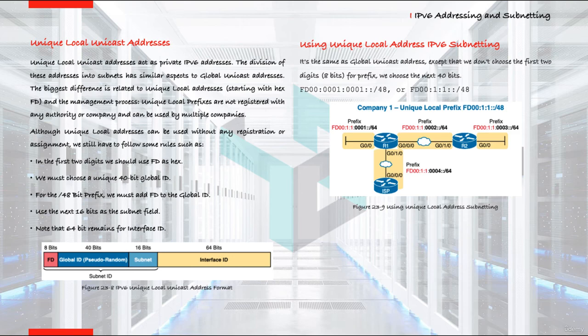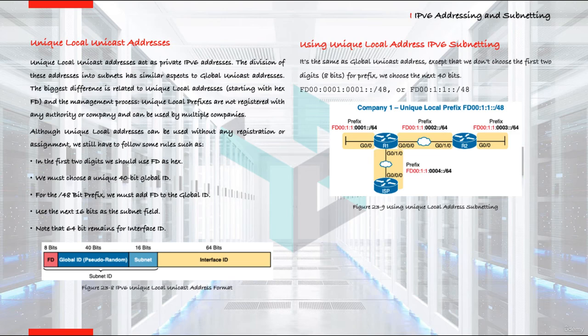In the first 2 digits we need to use FD as hex. We need to select a global ID for 40-bit as unique. We can choose it ourselves. We need to add FD to the global ID for 48-bit prefix. We need to use the next 16 bits as the subnet space. We see that there are 64 bits left for the interface ID.